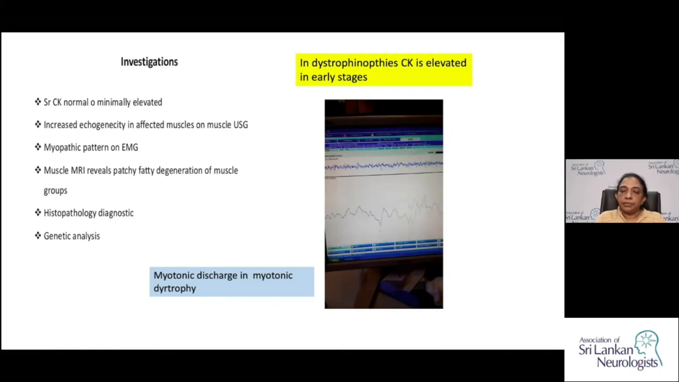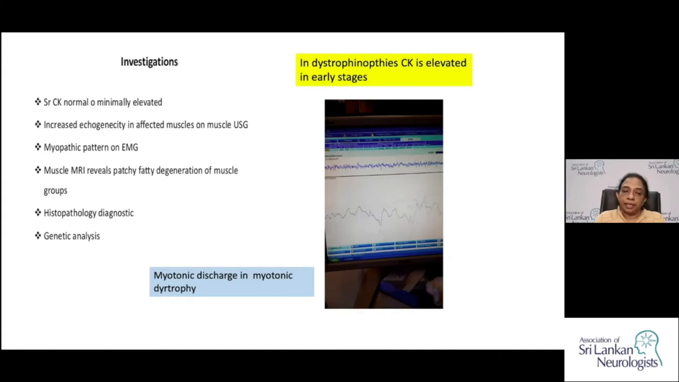And then the ultrasonography may show increased echogenicity if done by an experienced person. And then the EMG will show a myopathic pattern. But there are specific things which show characteristic features. I will show you one of them.